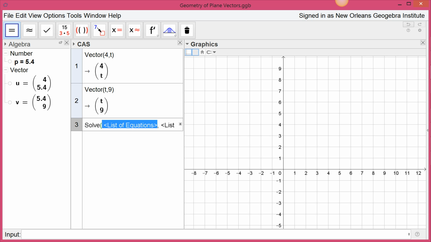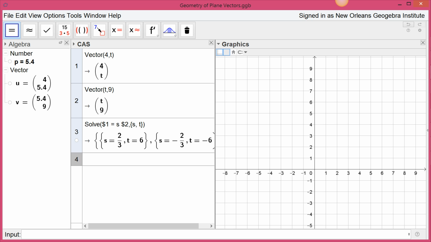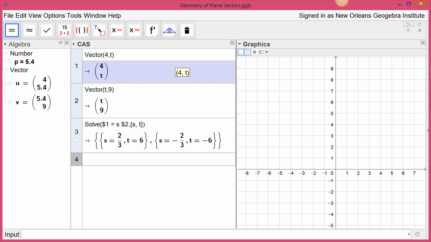And then I'm going to solve the equation. Let's see. I'm going to do $1, which refers to the first equation, equals s times $2, which is the second equation. And the list of variables I'd like to solve for are s and t. And there we have the solutions. So GeoGebra's CAS says that these two vectors will align when t is 6, which is what we saw before, and that made s equal to 2/3, so that one was a multiple of the other one. And of course there's a negative answer too. Anyways, that's how you might do it with the GeoGebra CAS system.